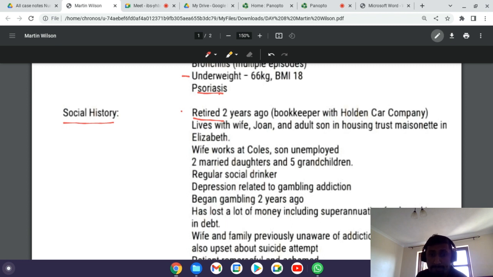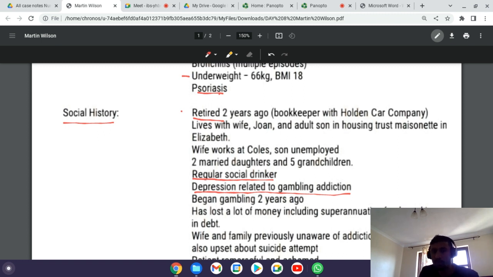Regular social drinker. Relevant. Okay. So again, depression related to gambling addiction. Yes. So while you are reading, you may know that in the relevant points, also you have some preferences, isn't it? Priorities. Okay. So you are saying that this depression is important rather than considering social drinking. Okay. So likewise, you have to think that this got priority and this got a little bit less priority.